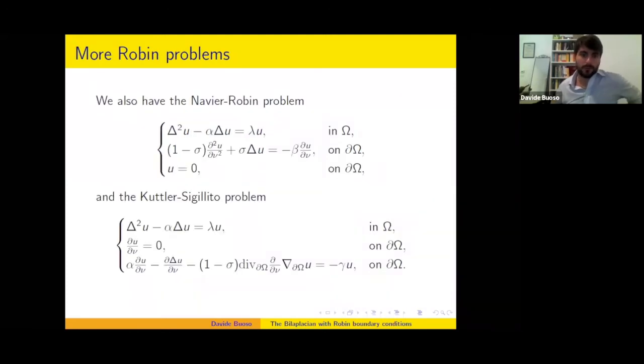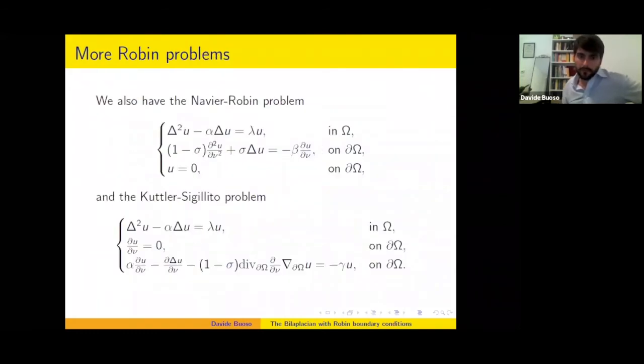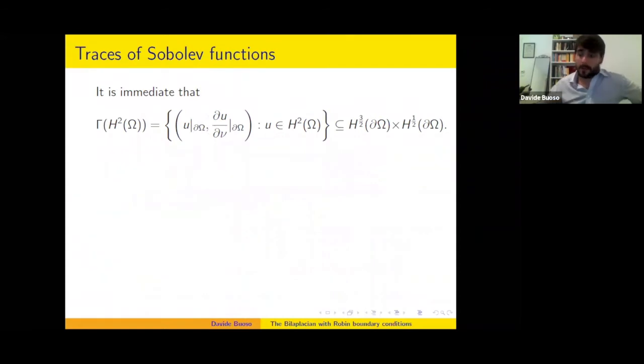So, yes, to go back here, you have these two intermediate problems, which are related with the already known Steklov type problems for the Bilaplacian. And now I want to give you some interesting appearance of a problem of this type in the theory of traces of Sobolev spaces. So if you take the traces of an H2 function, you get the trace of the function and the trace of the normal derivative.